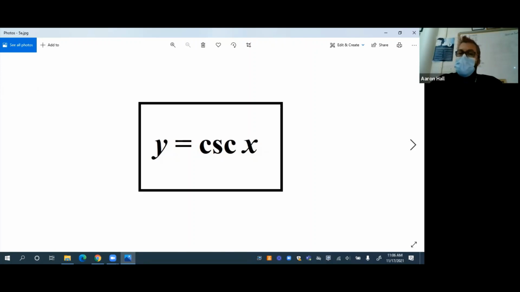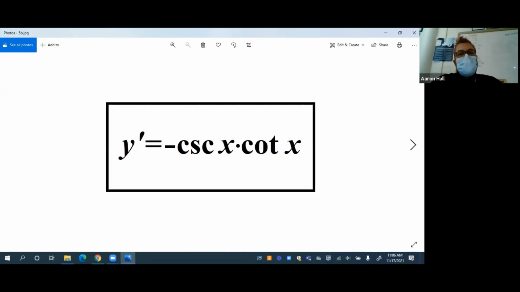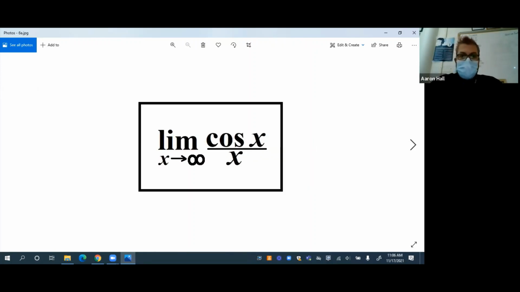What about the derivative of cosecant of x? Negative cosecant x times cotangent of x. Good job. All right, what is the limit as x approaches infinity of cosine of x over x? 0. What is the limit as x approaches 0 of sin of x over x? 1.